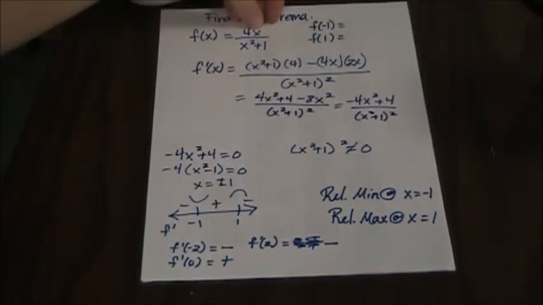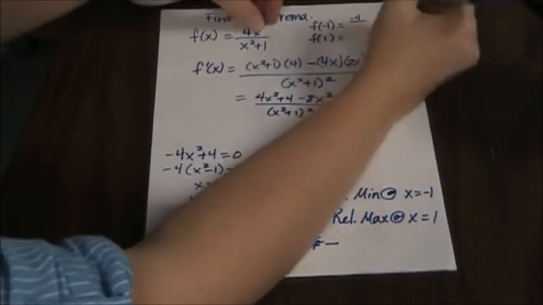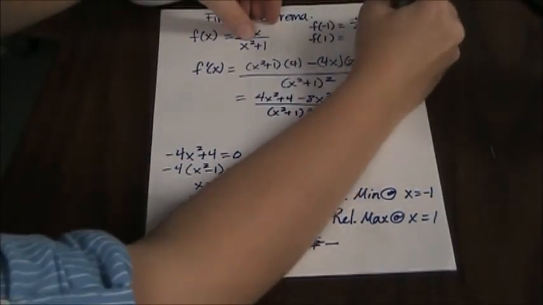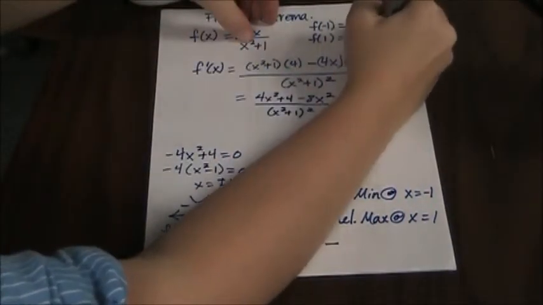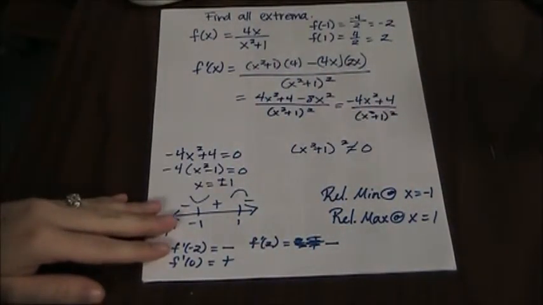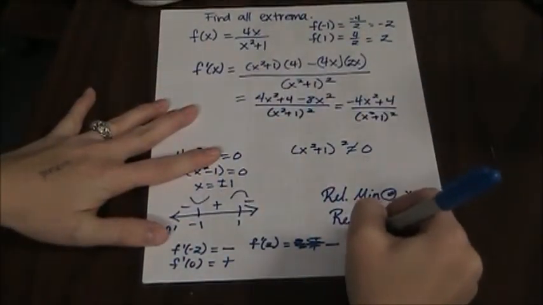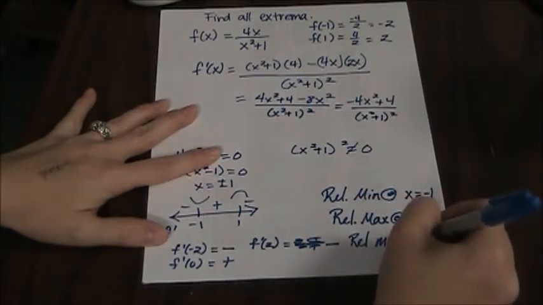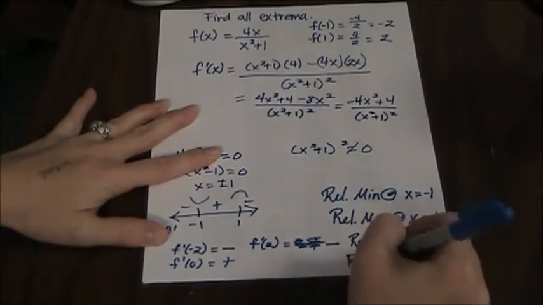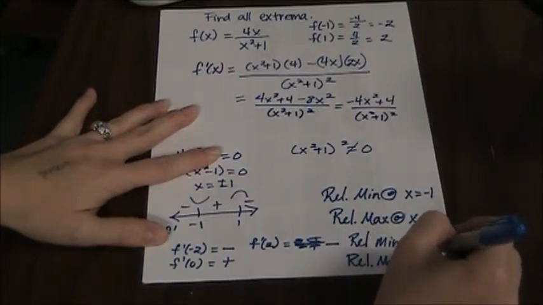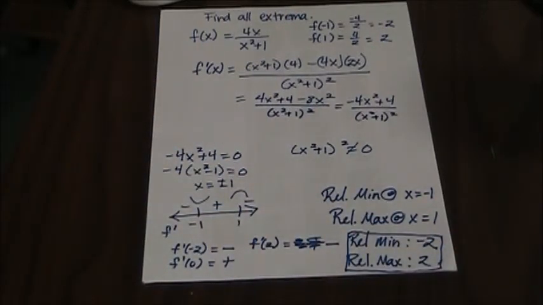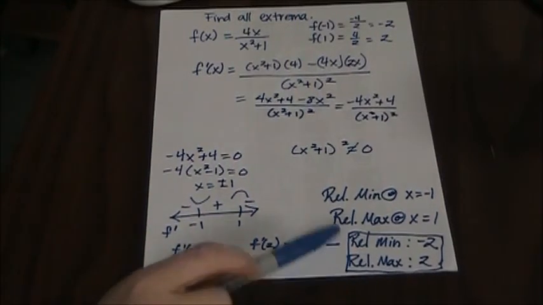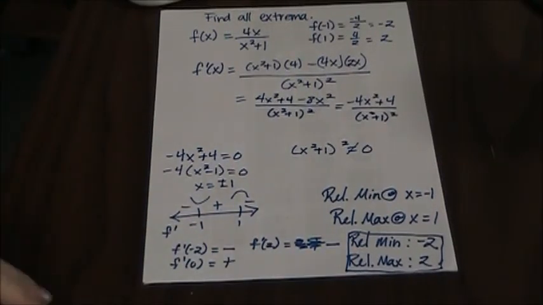So plugging in negative 1, that gives me negative 4 over 2, which is negative 2. And then plugging in 1 would give me 4 over 2, which is 2. So my relative minimum is negative 2 and my relative maximum is 2. Now, these could be the absolutes, but we would have to investigate further. So based on what we did, the only conclusion we can draw is that we know they're relative.